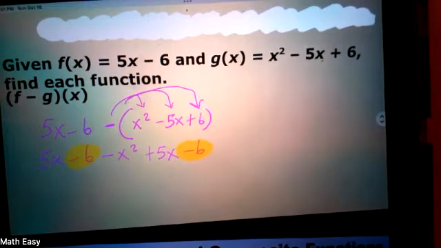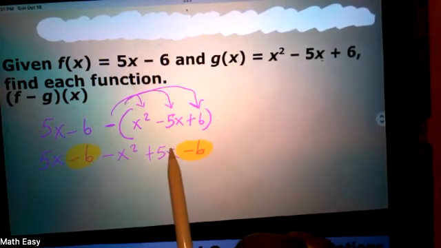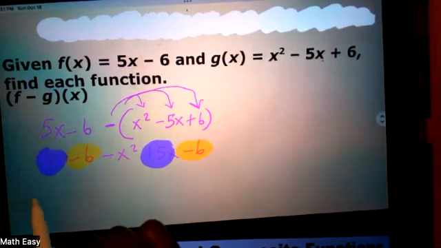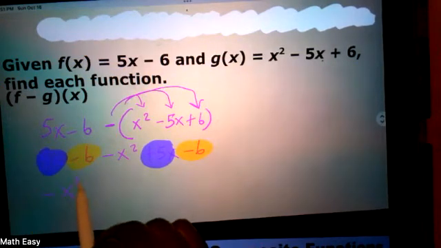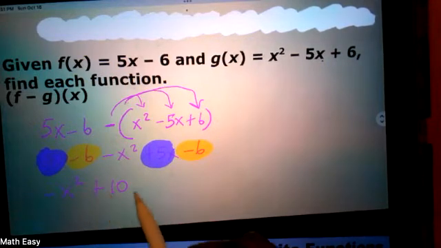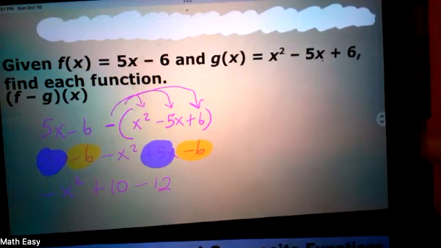So we have these two being alike, and we also have these two being alike. So we will be left with negative x squared. 5x and 5x gives us 10x, and negative 6 and negative 6 gives us negative 12. And I forgot my x.